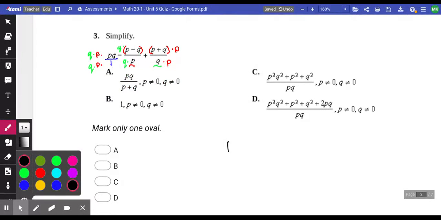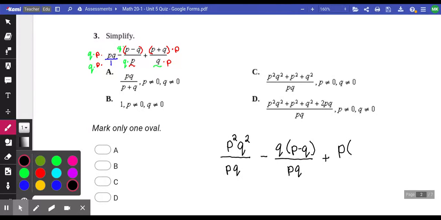I have p squared q squared from my first fraction divided by pq, minus q times (p minus q) divided by pq, plus p times (p plus q) divided by pq.